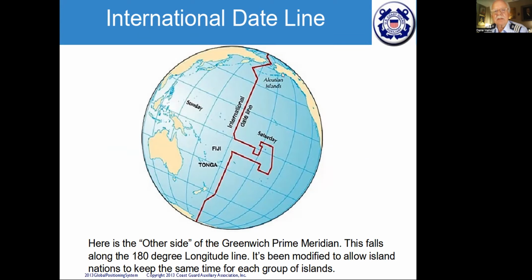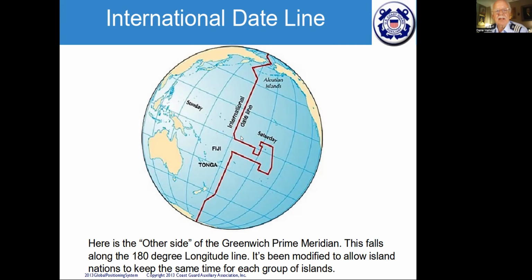For example, the Aleutian Islands, which are part of Alaska, it made sense for all the people who lived on the Aleutian Islands to be in the same day as each other, because this is the day line. So this side is Saturday, this side is Sunday at a particular time of the week. But this side is always one day ahead of this side. So the Aleutian Islands, all the islands are in the same day.